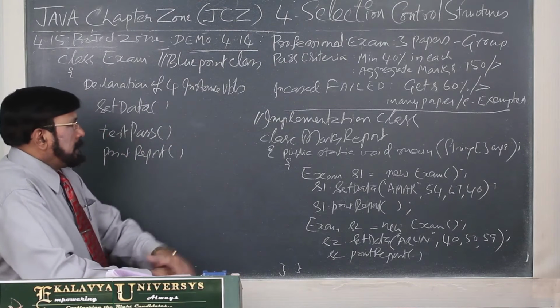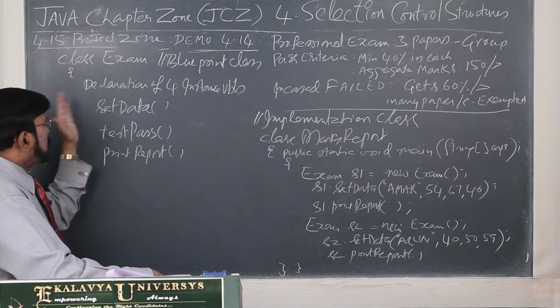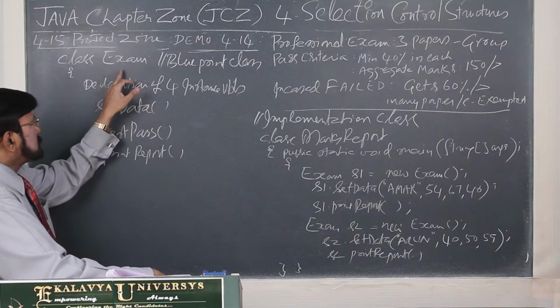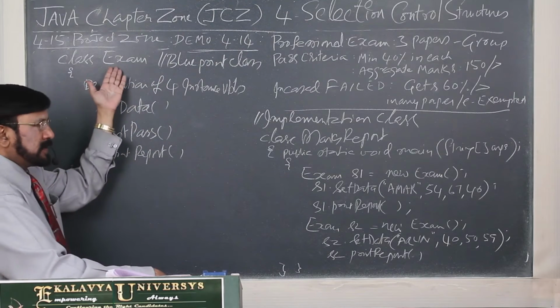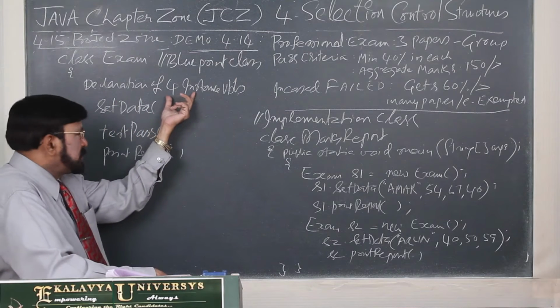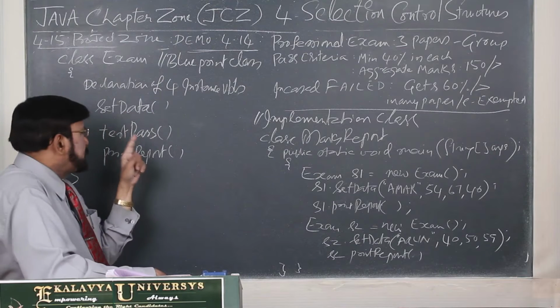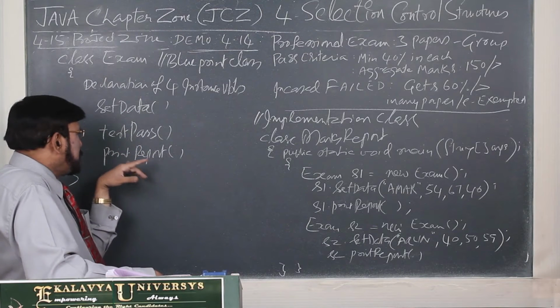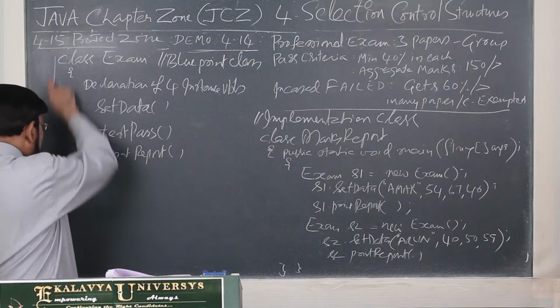Now I am going to explain the implementation class. Now in the blueprint class, we declare it as an exam class, or you can declare a student also, nothing wrong. And we declared 4 instance variables and 3 instance methods. One is set data, second one is test pass, and third one is print report. So the blueprint class is required.